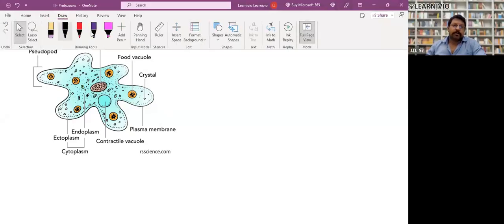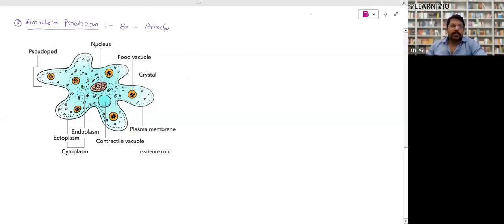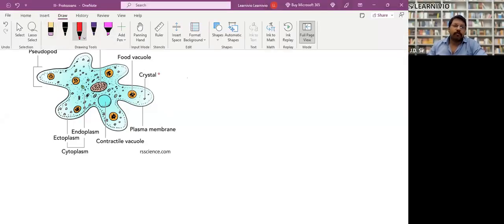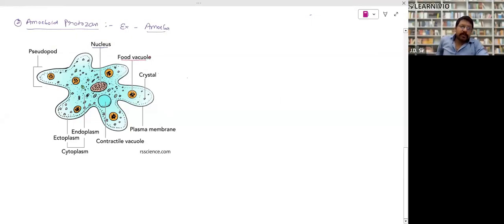Look, this is the nucleus. It has a single nucleus, and there are food vacuoles where the food is found. Very interesting thing is that it has pseudopodia. Amoeba is able to change its shape and make finger-like structures. They are called pseudopodia, a Latin word meaning false foot. This pseudopodia helps amoeba to locomote, from one point to another point.